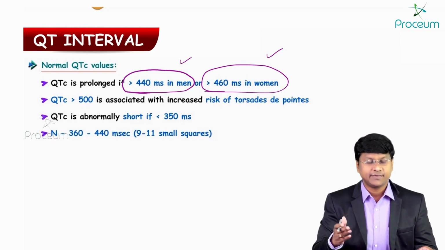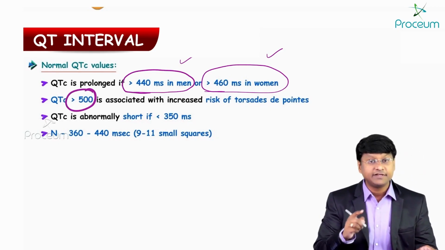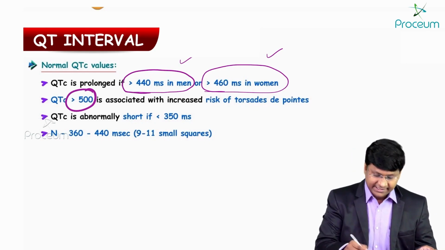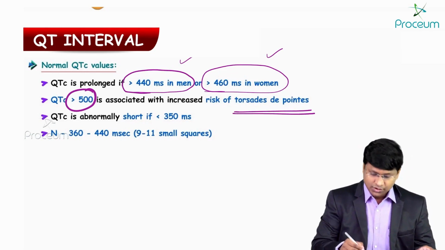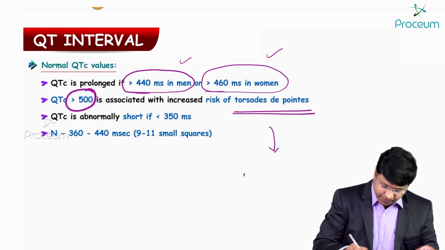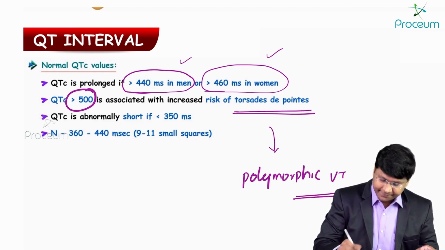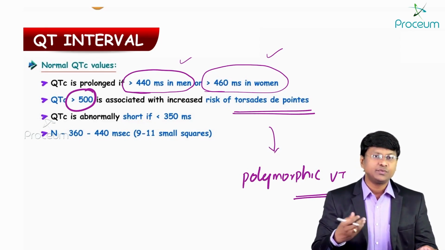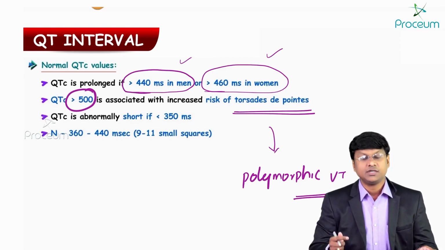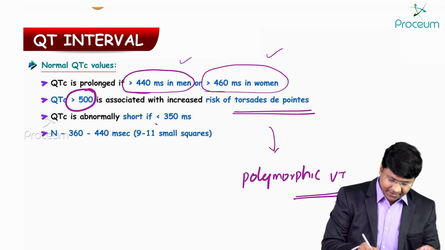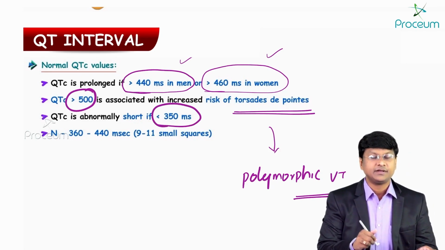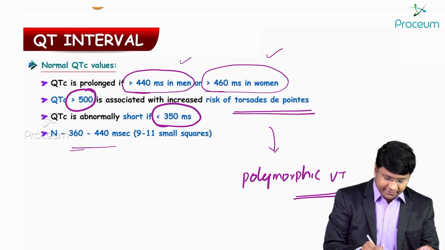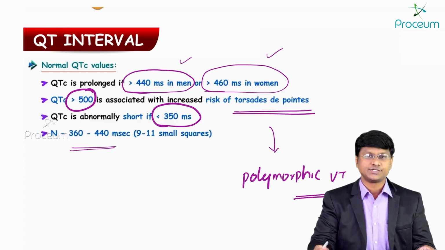When the QT interval is more than 500 milliseconds, these patients are at increased risk of Torsades de Pointes. So what is Torsades de Pointes? That is polymorphic ventricular tachycardia. Polymorphic ventricular tachycardia is nothing but Torsades de Pointes. And when do we consider that the QT interval is abnormally short? When the QT interval is less than 350 milliseconds. That is the point when we consider the QTC as short. So normal QT interval is around 360 to 440 milliseconds.